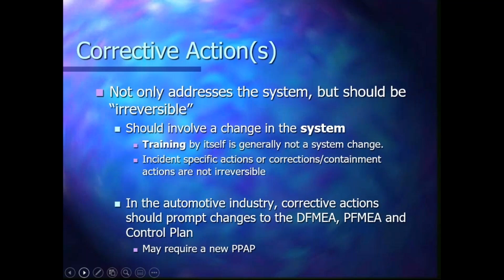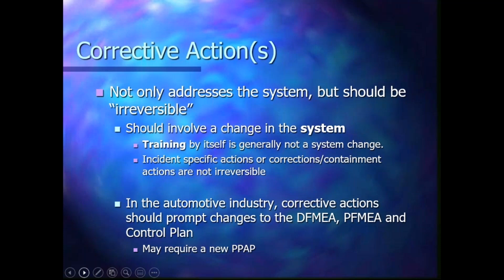Not only should they address the system, but they should be irreversible. By that, I mean they should involve a change in the system. Training in and of itself is generally not a system change. And chances are you already did some training. How is retraining going to prevent occurrence if the initial training didn't prevent occurrence in the first place? And again, incident-specific actions or corrections, containments are not irreversible either.